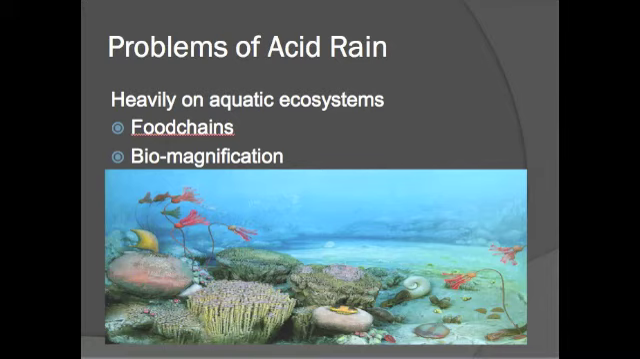Acid rain is classified on the pH scale. Regular water is classified as 7. Rain before the Industrial Revolution was between 5 and 6. The phrase acid rain is now used to describe rain with a pH below 5.